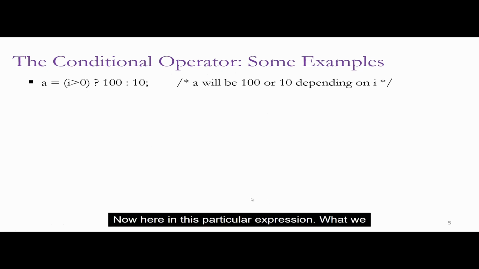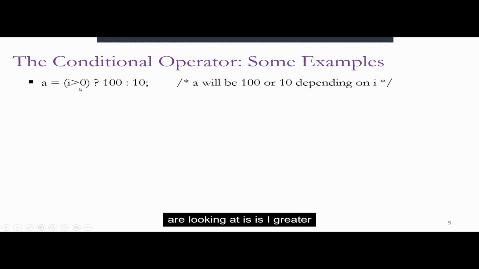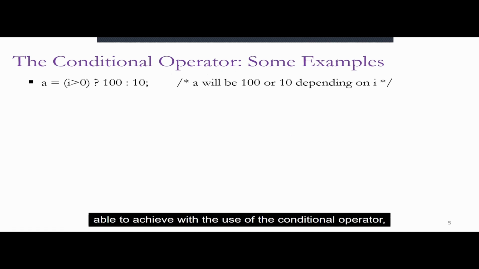Now here in this particular expression, what we are looking at is I greater than 0? If it is, then A will be stored as 100. If it is not, then we'll store 10 in A. So you can see that there's this conditionality that we are now able to achieve with the use of the conditional operator, which is something we haven't seen before in all of the things we've done in this course.